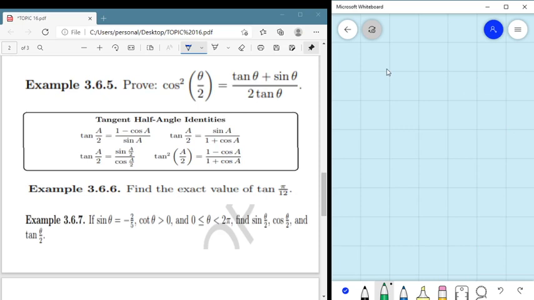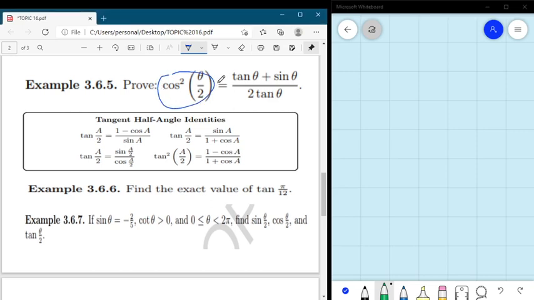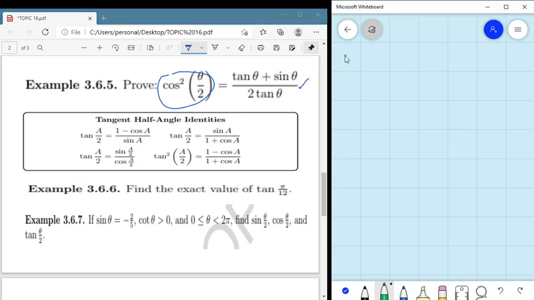Okay, next example is 3.6.5. We are to prove that cosine squared of theta over 2 is equal to tangent theta plus sine theta all over 2 tangent theta. So in this case, we need to simplify this one in order to arrive at that. So we have cosine squared of theta over 2, the same as the formula we had earlier, equal to 1 plus cosine theta over 2.